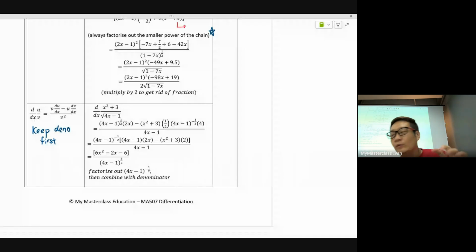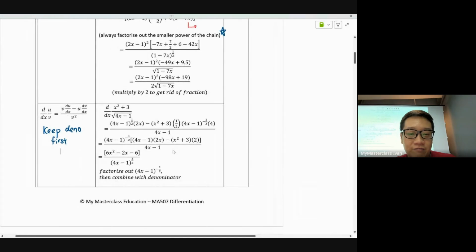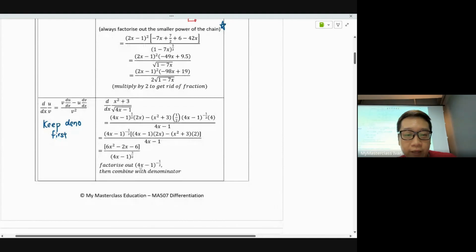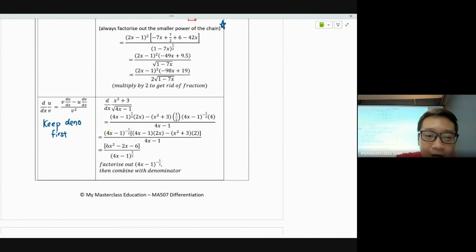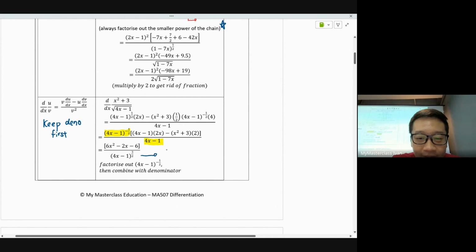Again, when you have a power negative half, you factorize out the power negative half first, so that you are left with a power 1 on the inside, and the other one will be gone. Then bring it down to combine to the denominator. This guy over here is power negative half. You factorize out already. Then this guy is exactly the same. So when you bring the power negative half down, this guy is considered like 4x minus 1 multiplied by 4x minus 1 to the power of half, because a negative power goes to the denominator and becomes the positive power.